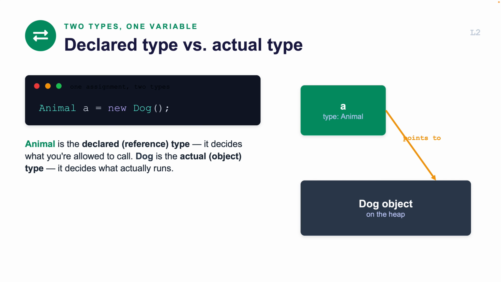Why does this matter? Because as we'll see, the declared type controls which methods you're allowed to call, while the actual type controls which version actually runs. Keep those two columns separate in your head, and the rest of this lesson clicks into place.